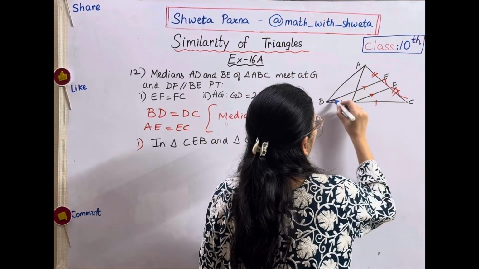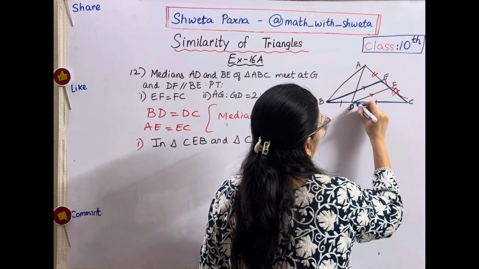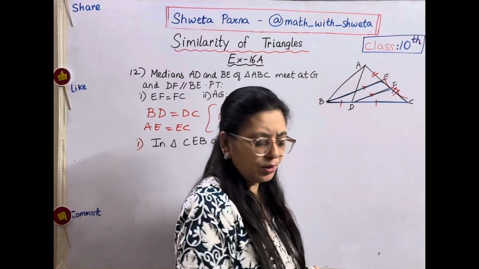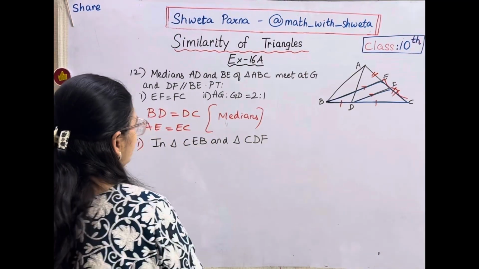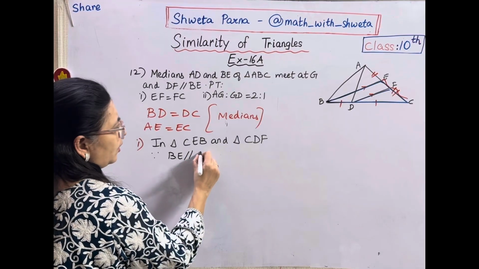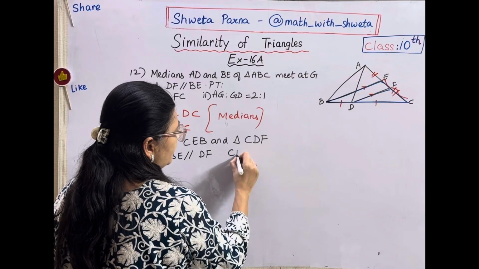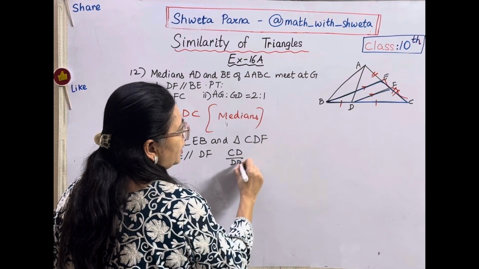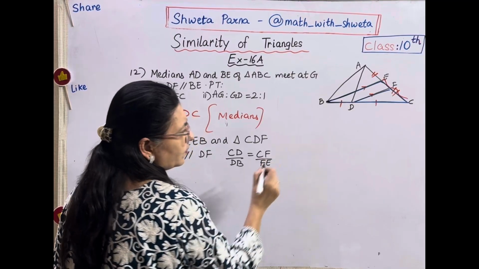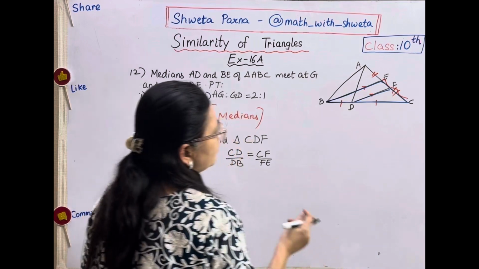This triangle, this and this. Now these two sides are parallel to each other. So we can use the basic proportionality theorem. Since BE is parallel to DF. Now let's do basic proportion. CD upon DB is equal to CF upon FE. Now what have they given?